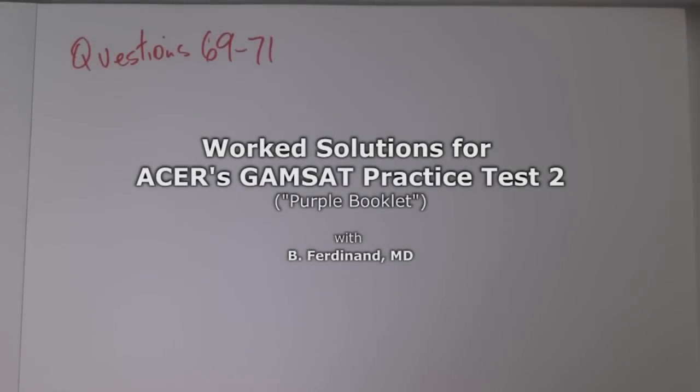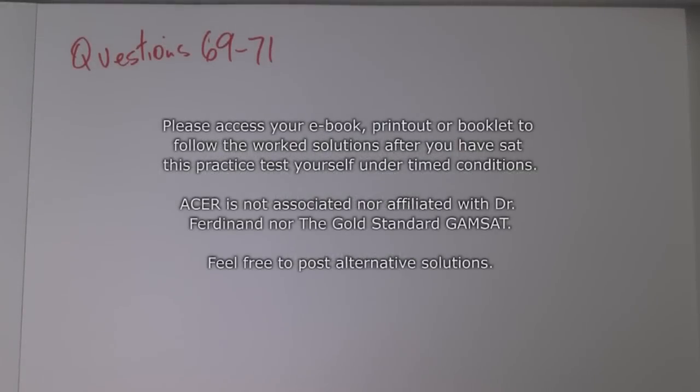Question 69 to 71. The formation of bromoethane from ethene. Okay, so they show you the reaction, give you the Gibbs free energy, and give you the equation for Gibbs free energy. And hopefully you've seen these equations before, you've used them before, so you're comfortable with them.